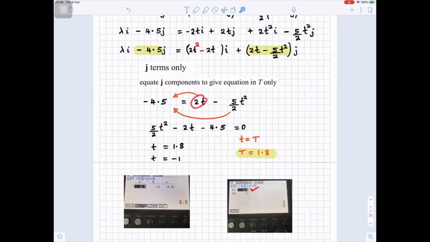So we take 2t to the left, it becomes minus 2t. We take minus 5 over 2 t squared to the left, it becomes plus 5 over 2 t squared. So we have 5 over 2 t squared minus 2t minus 4.5 equals 0. If you put this in your calculator, 5 over 2 is 2.5, minus 2 and minus 4.5, you will get the two answers of 1.8 and minus 1. So you use your calculator to solve the quadratic.